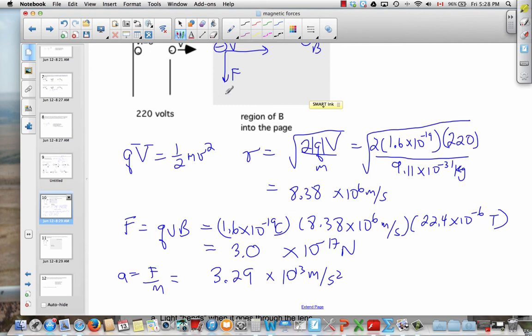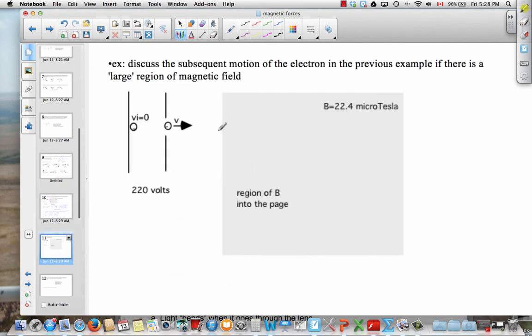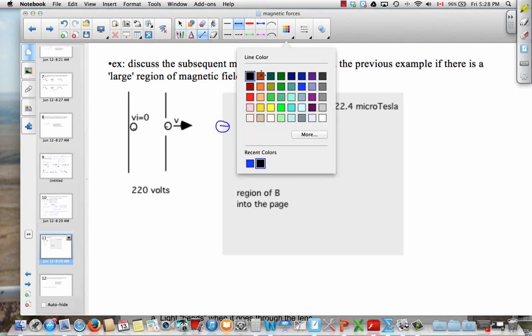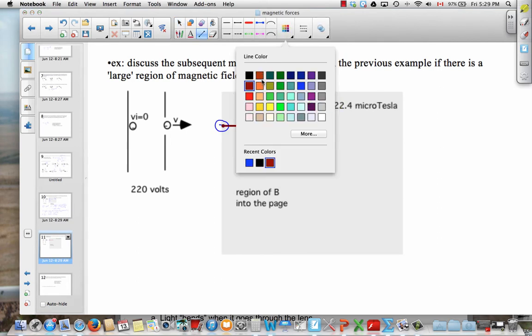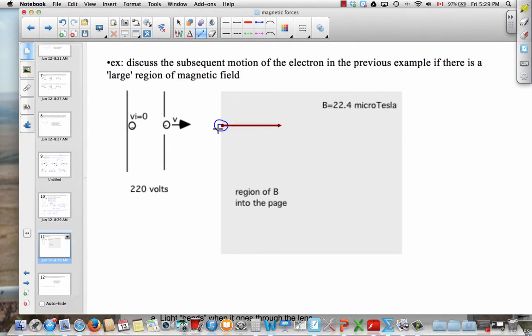Now let's think about the subsequent motion of the electron. Let's assume that we have a really big region of magnetic field here. And let's draw some nice vectors here just to help us visualize this. So here's the velocity vector right there, and it's traveling to the right at a high rate of speed. Okay, now for the force vector, we just said by the right-hand rule that it was going to be directed straight down the page.